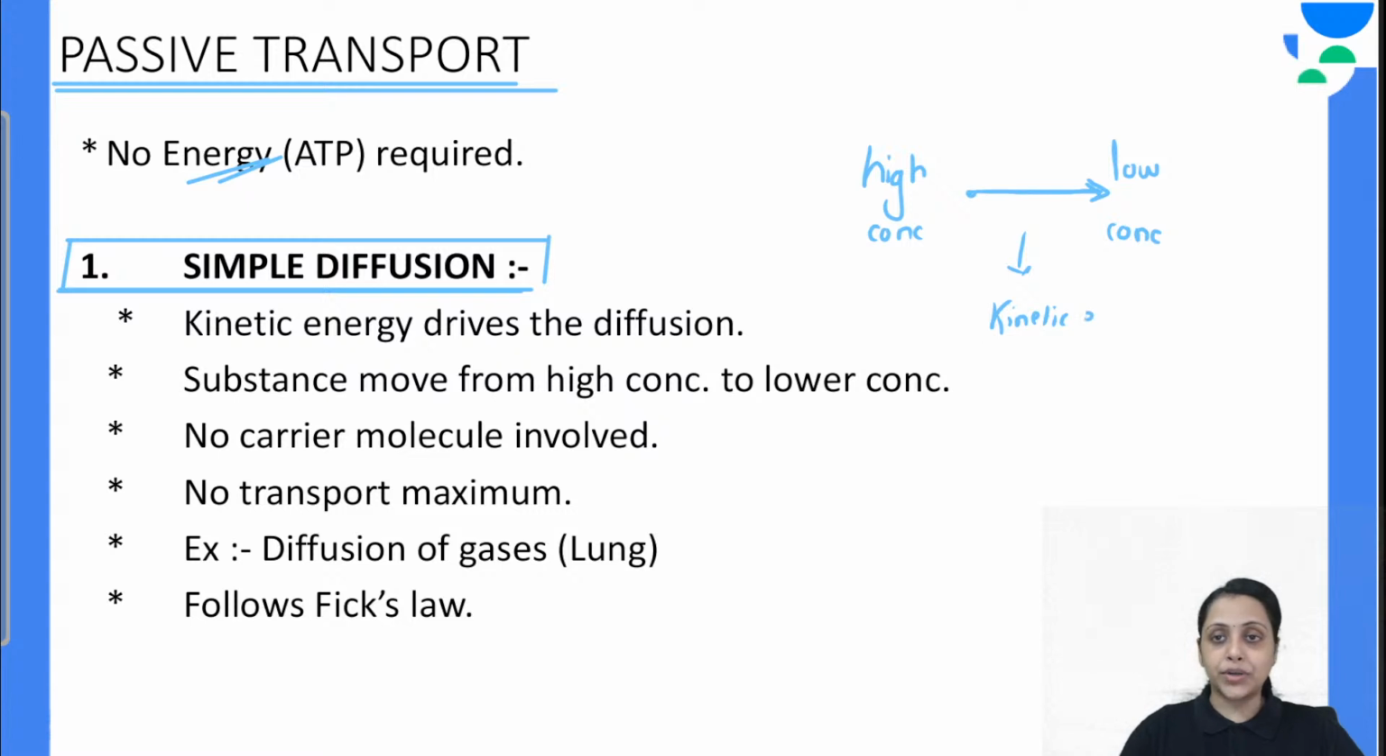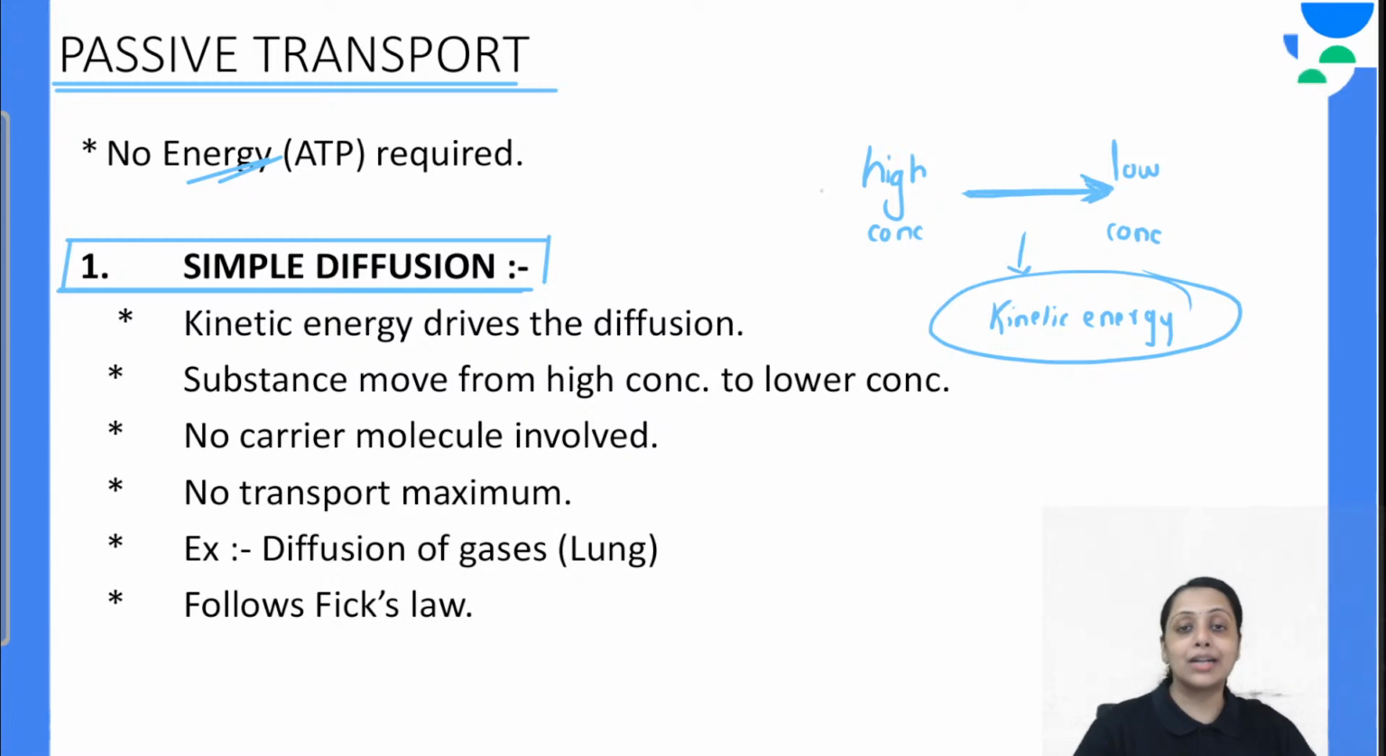This concentration gradient forms kinetic energy, and this kinetic energy is the driving force for diffusion. So do remember, diffusion requires a concentration gradient, and diffusion always occurs along the gradient, whether it is a concentration gradient or an electrical gradient. Is this clear? Here no carrier molecules are involved.